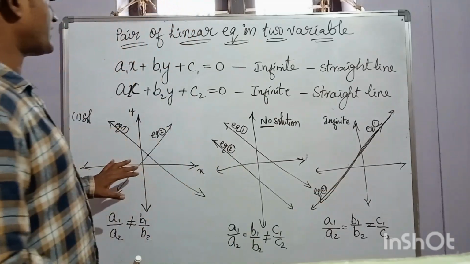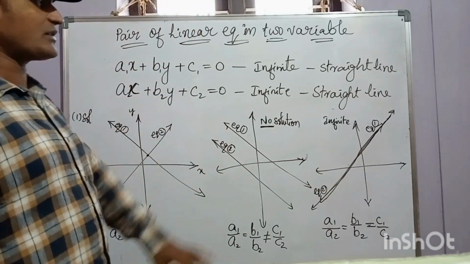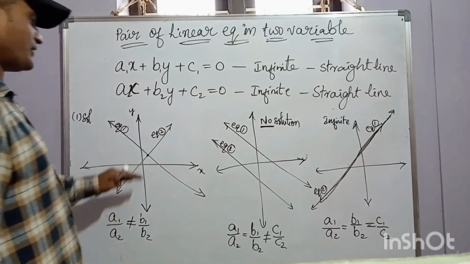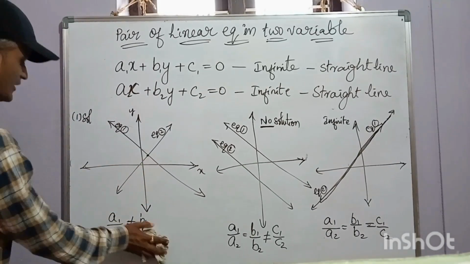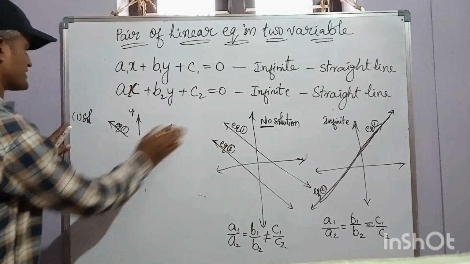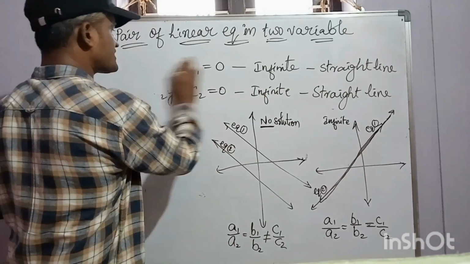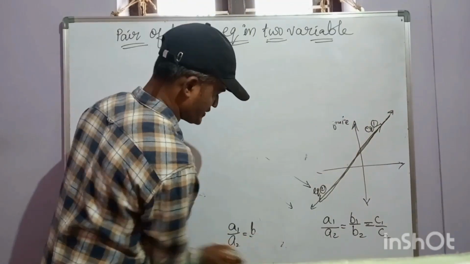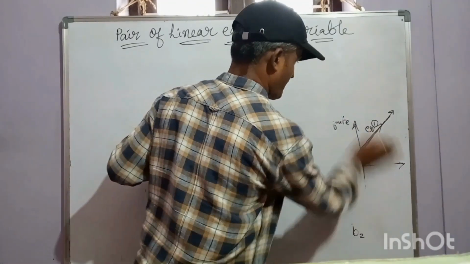So this is the way we represent them on the graph sheet. This is called a common solution. Now, this is the condition, so remember that we follow this condition.